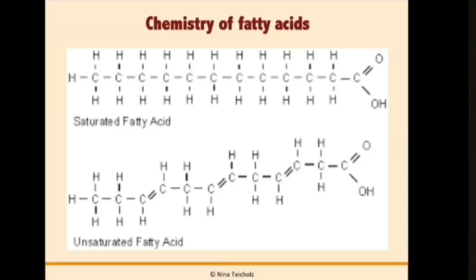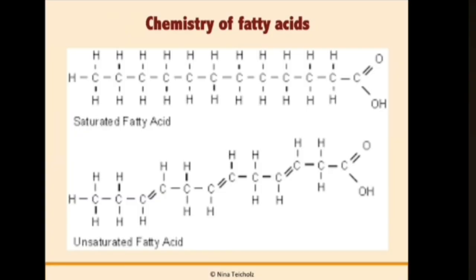So this is just to show you the chemistry. A saturated fatty acid has no double bonds between the carbon molecules, and so it's straight. A double bond makes a kink in the chain, but if it's saturated, meaning it's saturated with hydrogens, there are no double bonds. So that's straight and flat, and those molecules can sit on top of each other all together, and there's no space between them, and so they make solids.